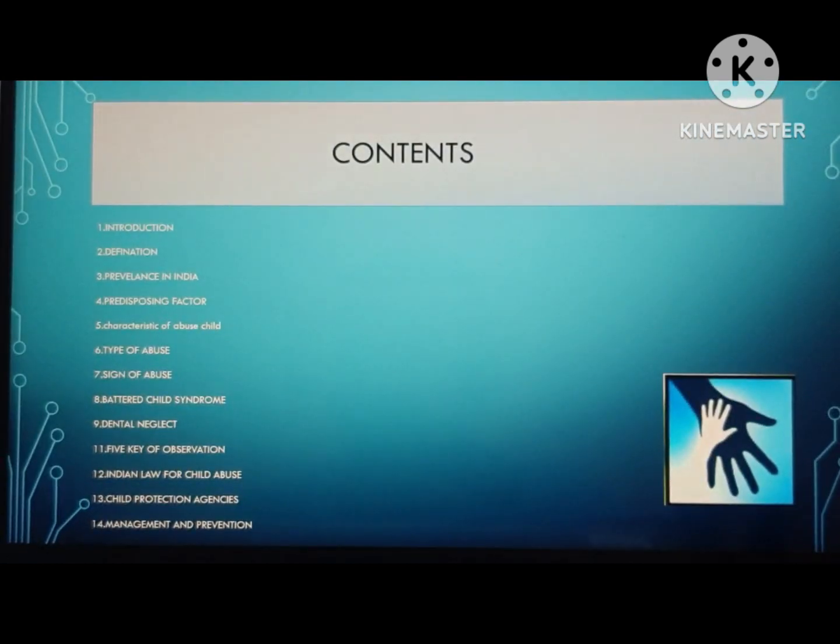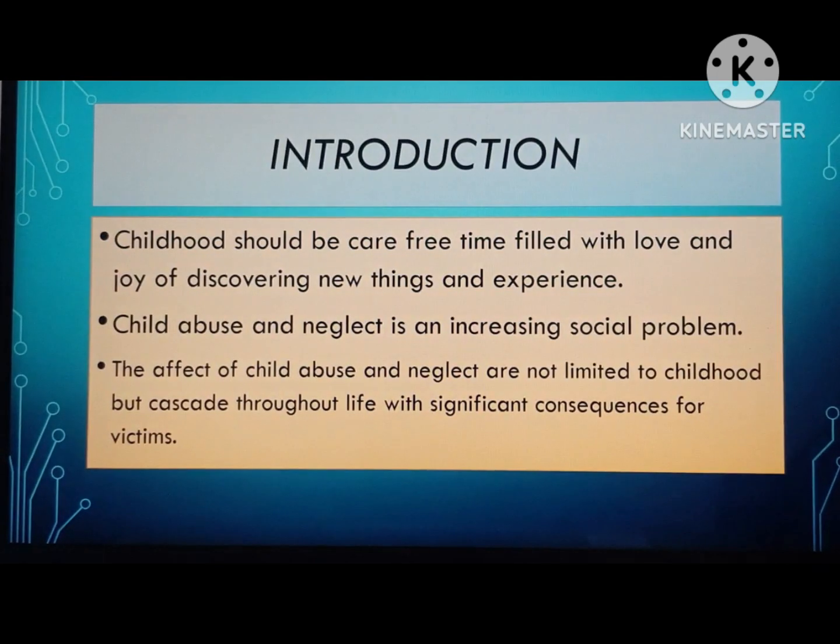Contents. In this, we will discuss introduction, definition, prevalence in India, predisposing factors, characteristics of abused child, types of abuse, signs of abuse, battered child syndrome, dental neglect, 5 keys of observation, Indian law for child abuse, child protection agencies, management and prevention. So without wasting time, let's start.